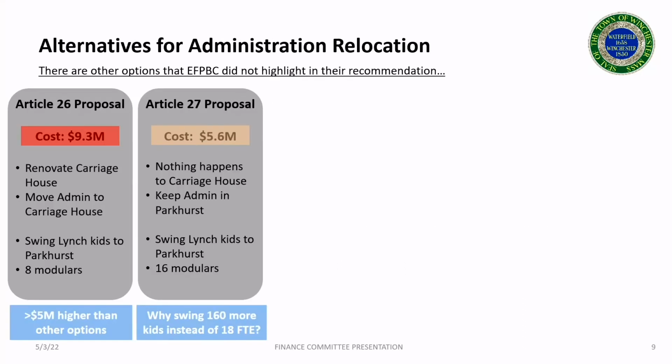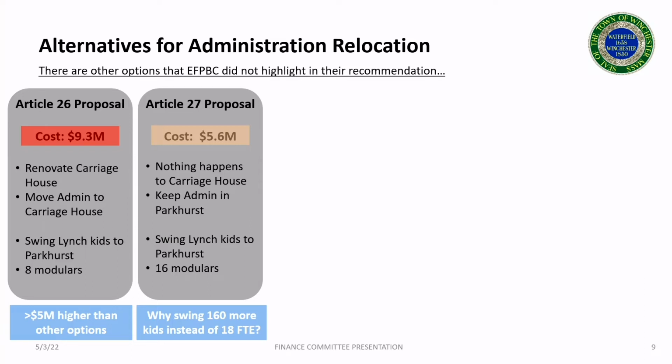I wanted to take you through a few alternatives for the relocation of the central administration. So these are the two proposals that have been put forth. Article 26, which renovates the Carriage House, moves the administration, and provides swing space and 8 modulars. Article 27 doesn't do anything to the Carriage House.